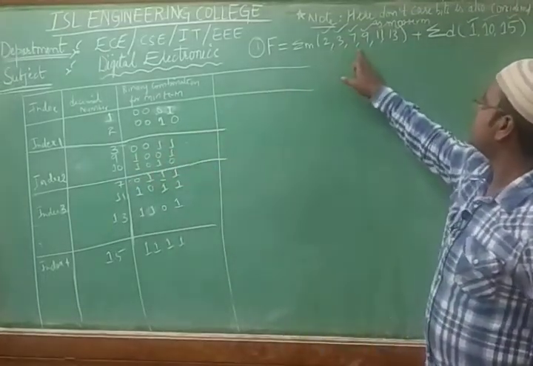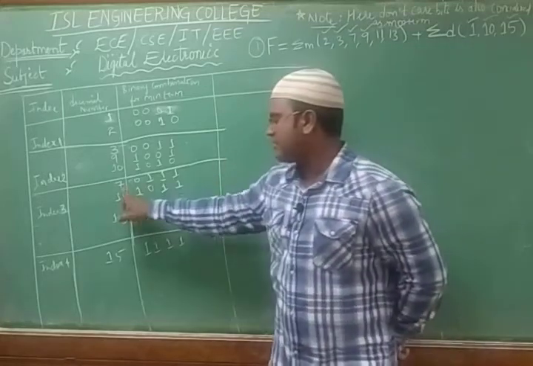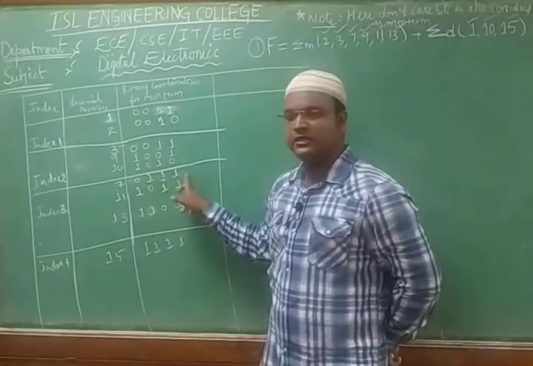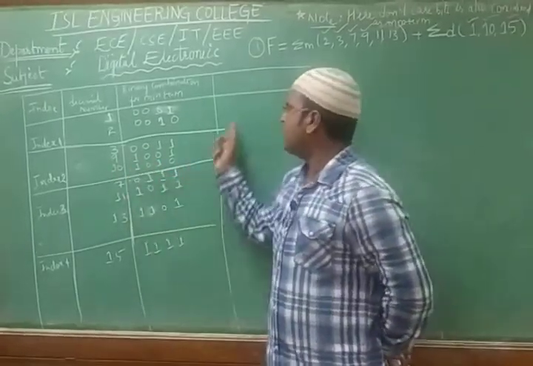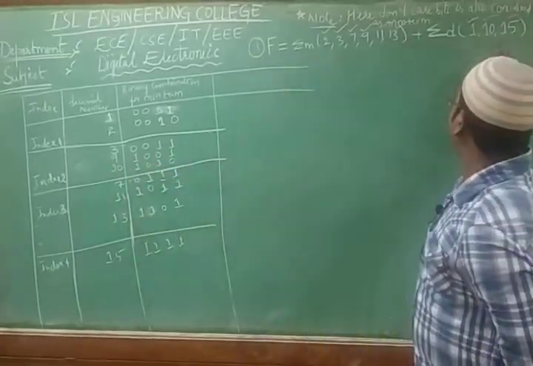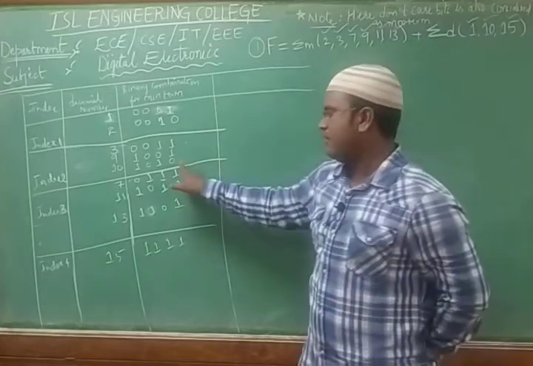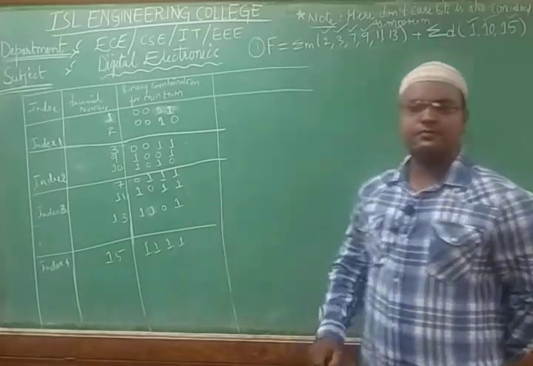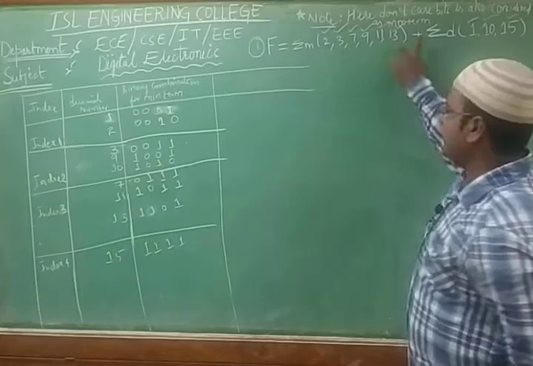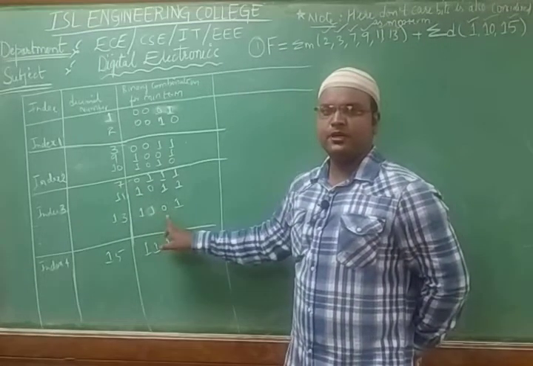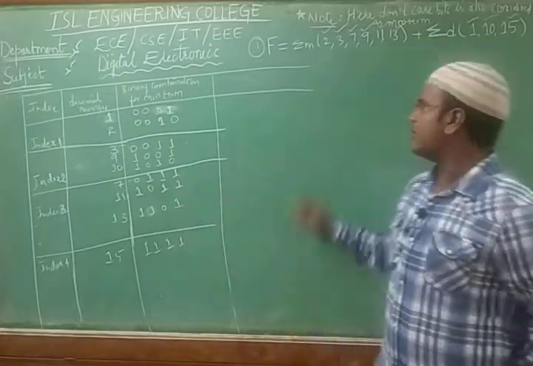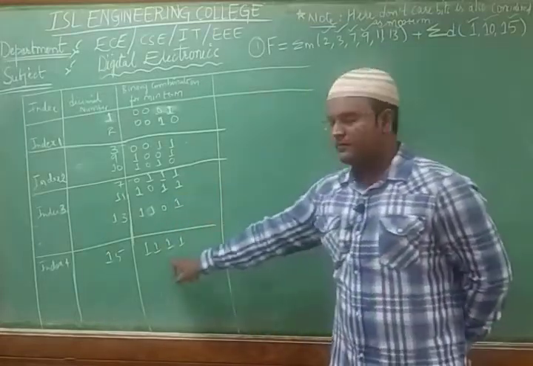Next, 7 and 9. So 7 is 3, we put it. 9 is over. Next, after 9, 10 and 11. So we have taken 10. We have taken 11. After that, 13. So 13 comes under the same thing. 8 plus 4 is 12. 12 plus 1 is 13. Then 15. So 15 is nothing but all ones.